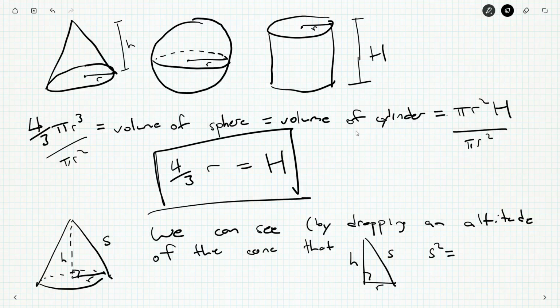Then s squared is little h squared plus r squared. Okay, so what do we need? We need little s, so we get r squared plus h squared here. Okay, so we know the, so let's keep that going. 4/3 r is capital H.